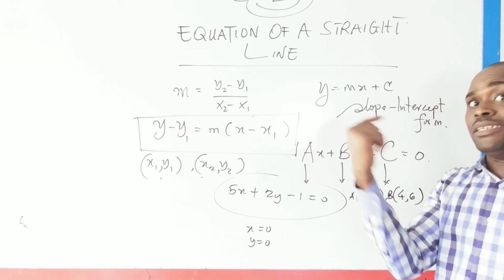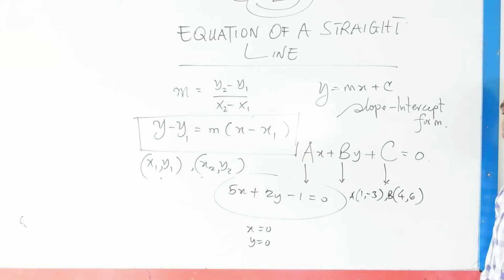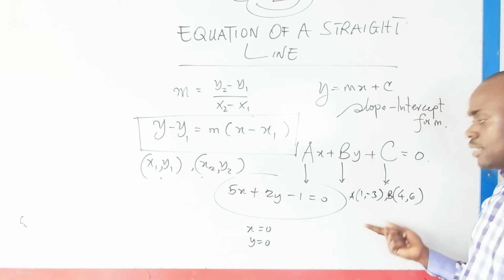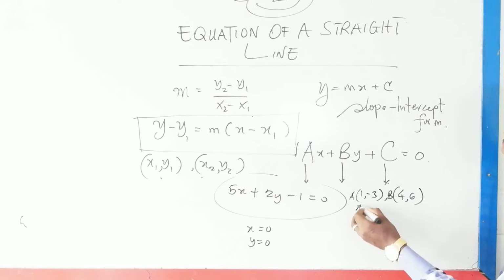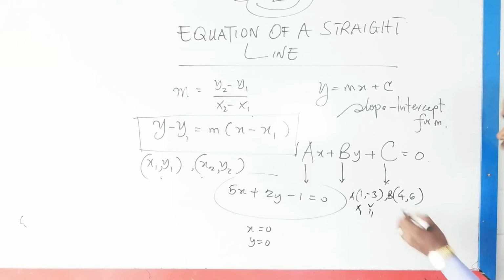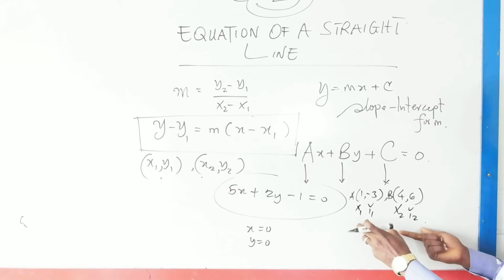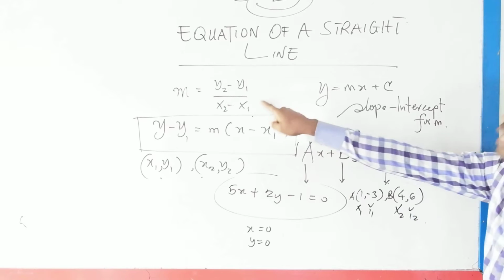So visualize this. It's a straight line, but we actually want to find the equation that represents this. How do we do that? This is my x1, and this is my y1. This is my x2, and this is my y2. So knowing these points, I'm going to apply them in this formula.